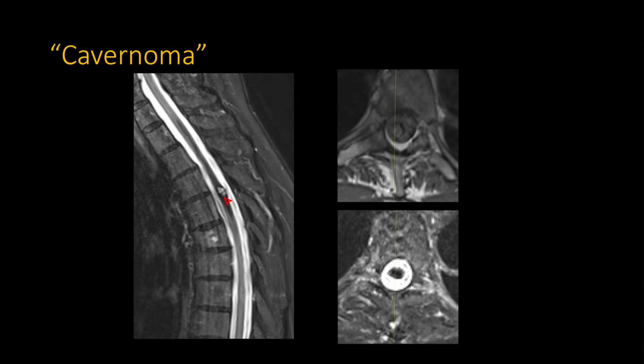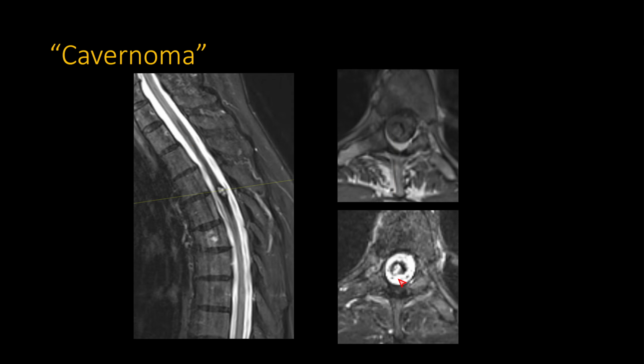There's typically going to be a cap of T2 hypointensity surrounding the cavernoma, which would be the hemosiderin cap. And then that T2 darkness will go up and down, a lot of it within the central canal. And when it goes up and down in the central canal, it's called hematomyelia.